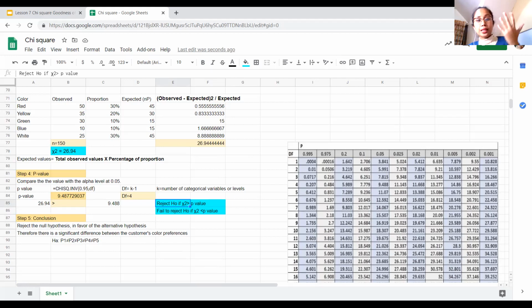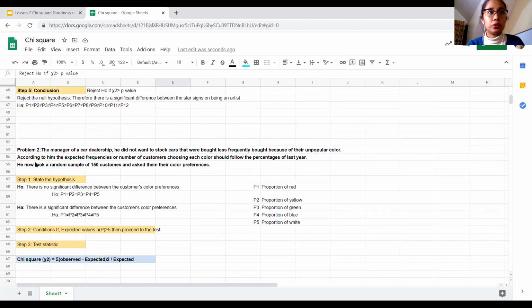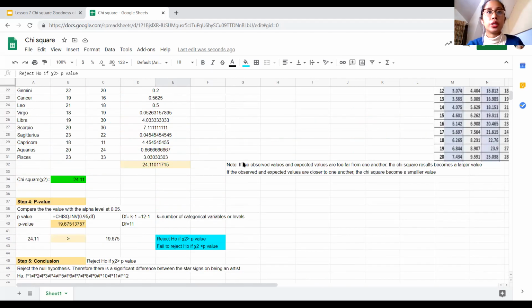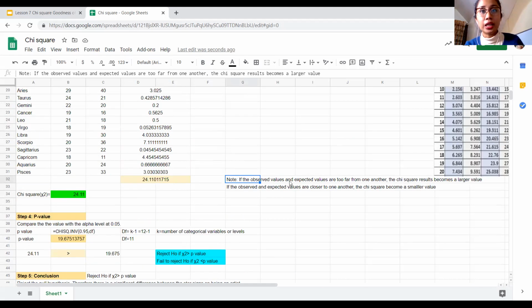So it's statistically significant. So yung observed data, yung mga kinolekta ni manager during the present time, and the last year's observed values are statistically significant. Yan. Class, meron pala akong note dito, hindi ko nabasa. So here, note if the observed values and expected values are too far from one another, the chi-square result becomes a larger value.